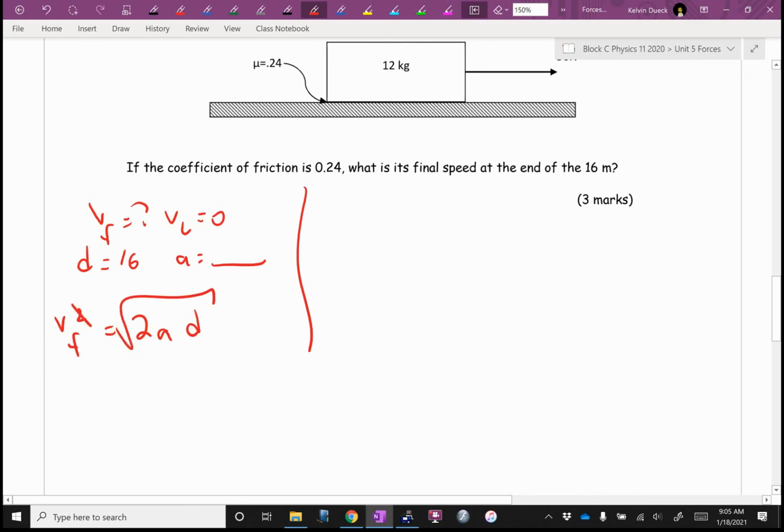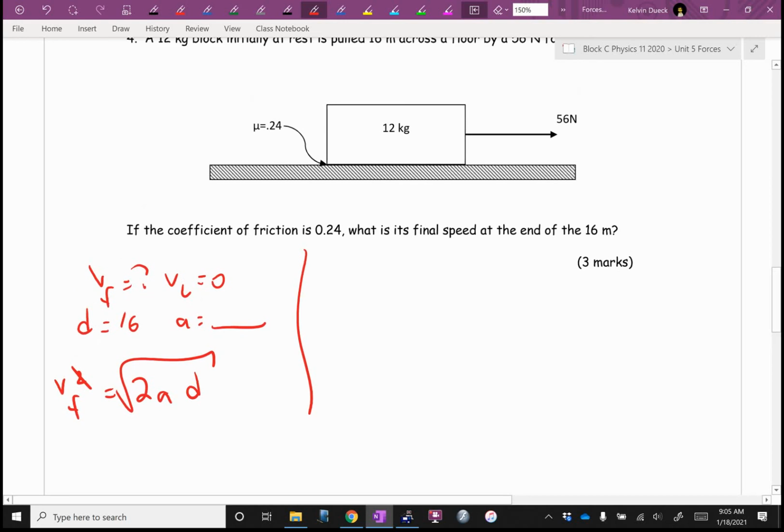What happened to the VI squared? 0. Okay. By the way, I could also have given you a VI not at rest. It's just I'm lazy. How am I going to find A? I think this is a good job for a free body diagram. Although, did they give me a picture? I'm going to be lazy and label the picture.